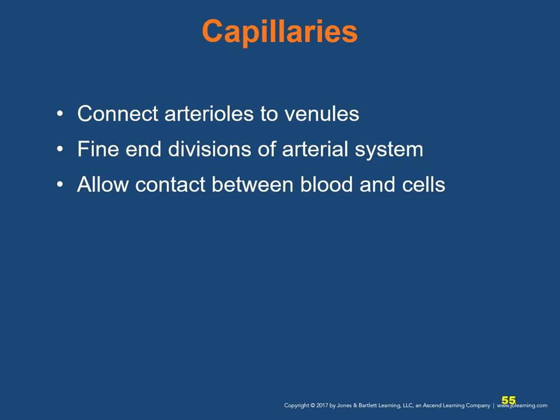Capillaries are tiny blood vessels that connect arterioles to venules. These allow contact between blood and the cells of the tissues. Oxygen and nutrients pass from blood cells and plasma in the capillaries to individual tissue cells through very thin walls of capillaries, and there are literally billions of capillaries in the body.